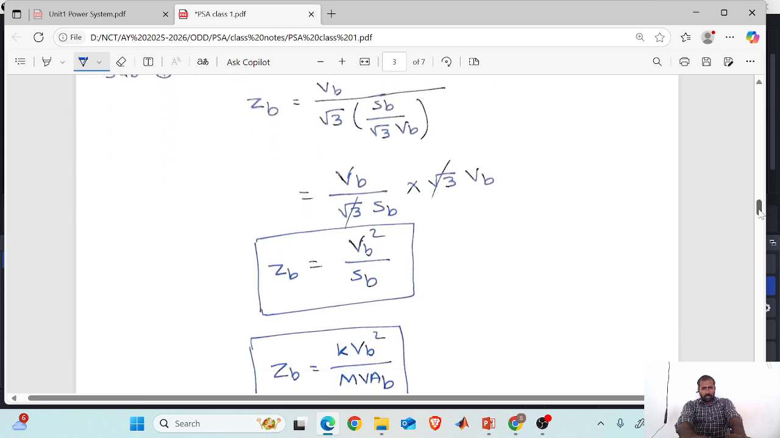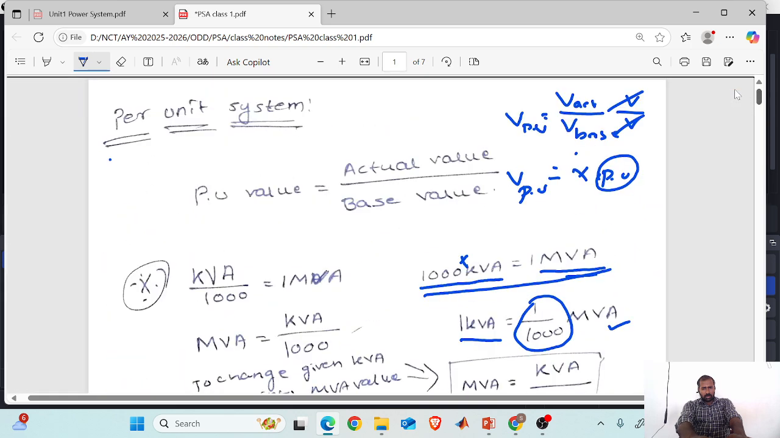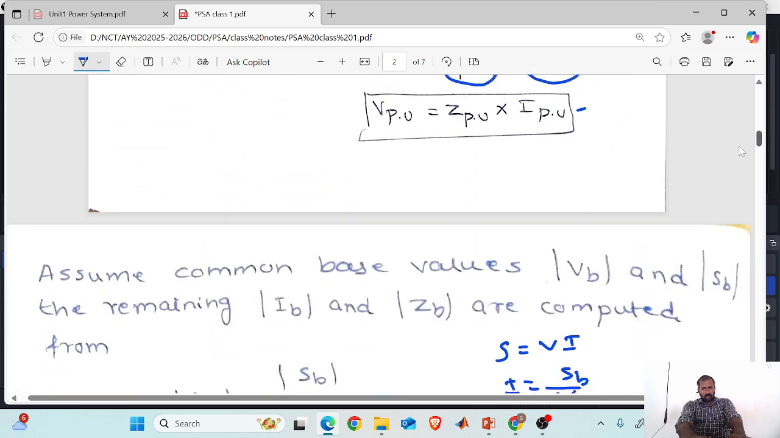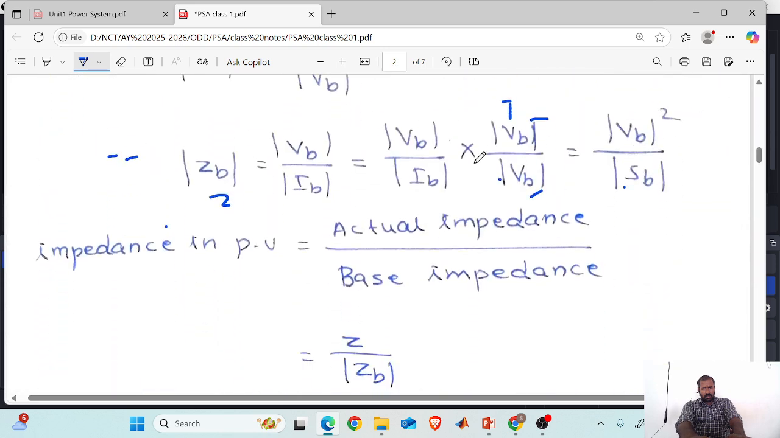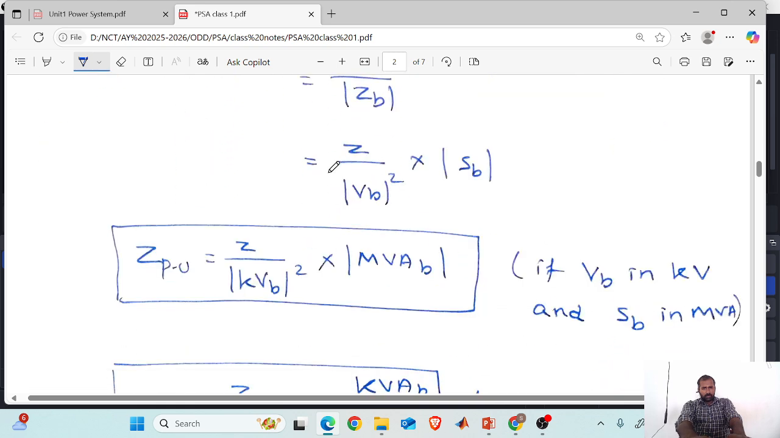Z divided by ZB, right? Already you know ZB is equal to VB square divided by SB. So that they have replaced here: instead of ZB, VB square divided by SB. So you can write like this, Z divided by VB square, into SB. So now you will get the formula for the per unit impedance.